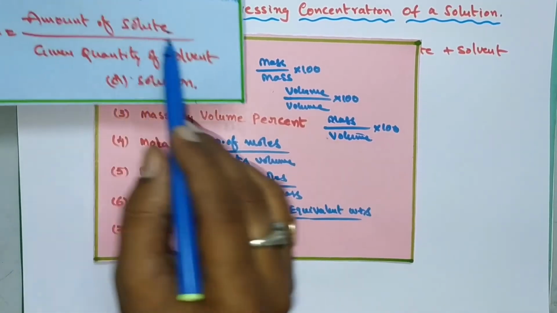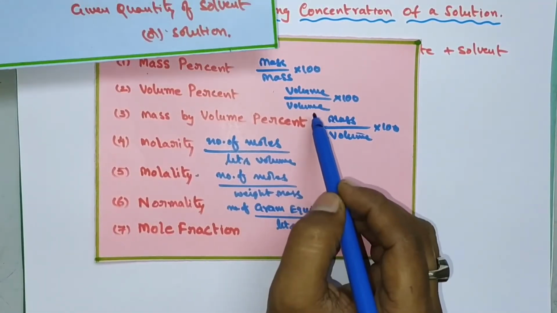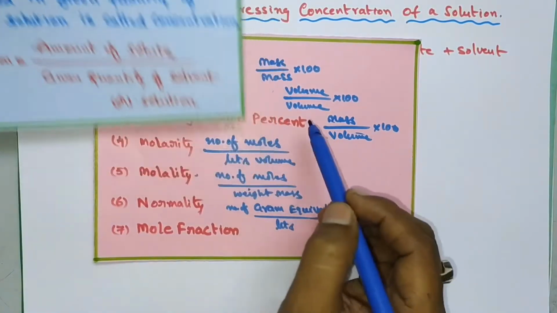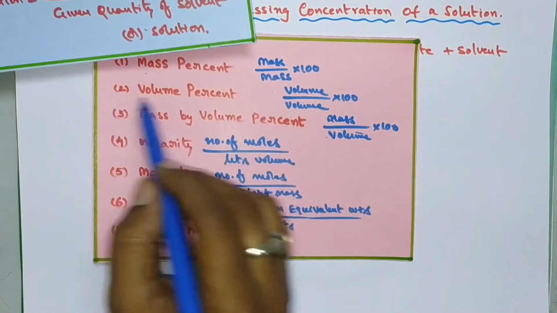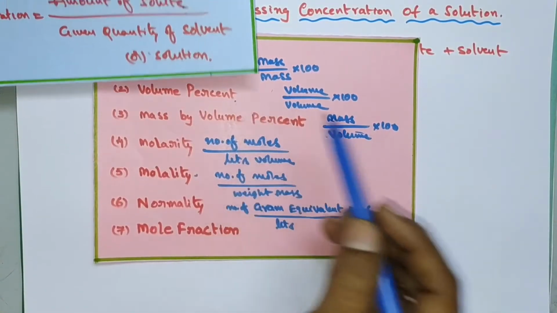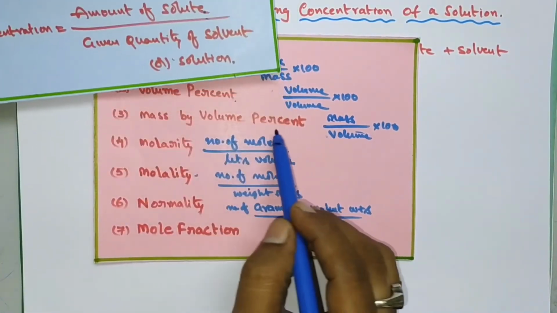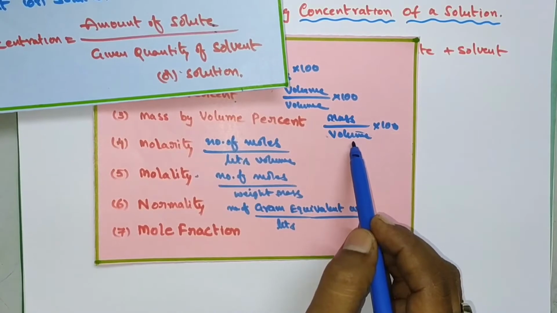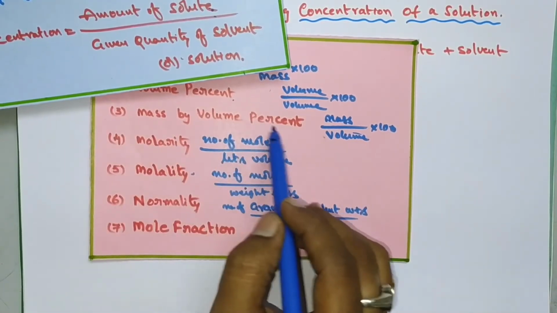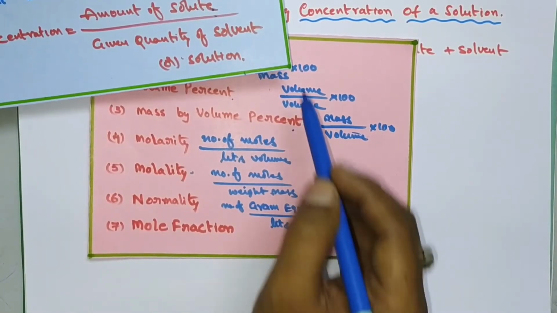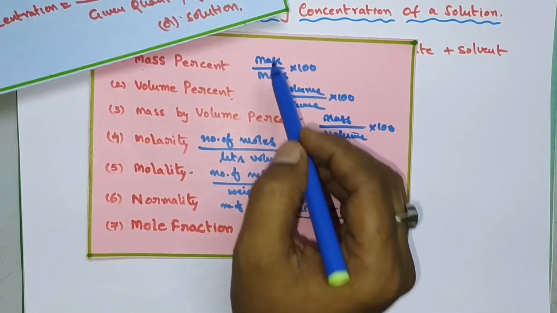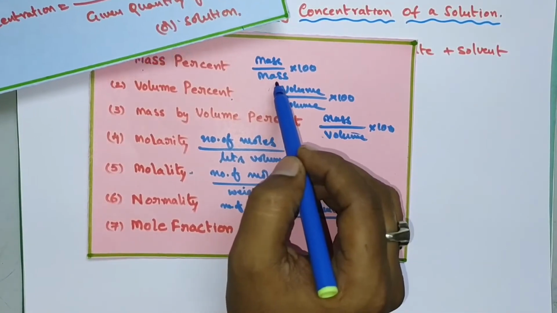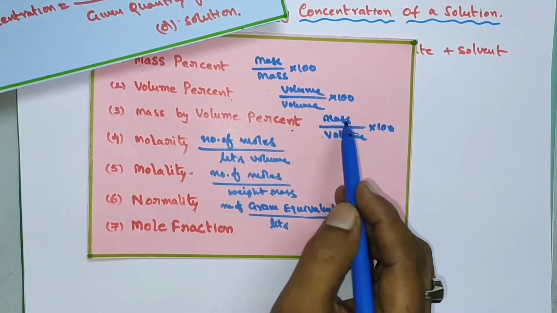If the quantity of solute is expressed in terms of volume and the quantity of solvent is also expressed in terms of volume, then it is called volume percentage. Whereas if the quantity of solute is expressed in terms of mass and the quantity of solution is expressed in terms of volume, then it is called mass by volume percentage. Simply, the fraction can be considered in terms of either mass or volume.